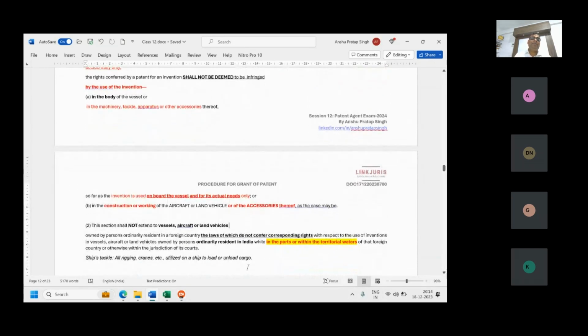Then we are saying another part. What is this? This section will not extend to vessels, aircraft, or land vehicles owned by a person ordinarily resident in a foreign country who does not give this right in reciprocity to us. Simple. If they are not reciprocating it to us while in their territorial waters, then we are also not extending it. Okay. So this is Section 49.